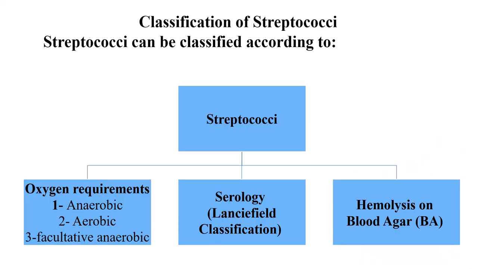If we classify the streptococcus, we have more than one classification of streptococci. This is according to three criteria. According to the oxygen requirement, they are anaerobic or aerobic or facultatively anaerobic. Some of them are aerobic, some are anaerobic, others are facultative anaerobic.